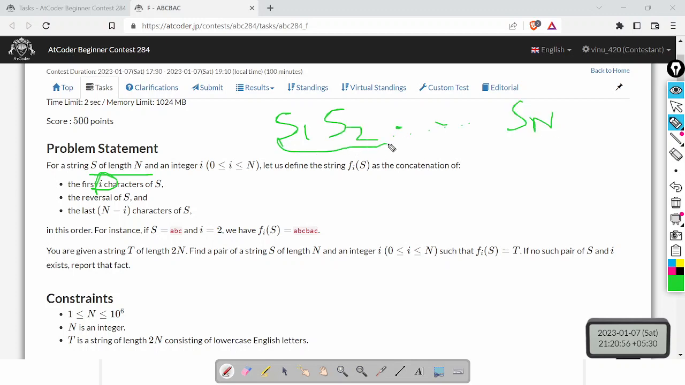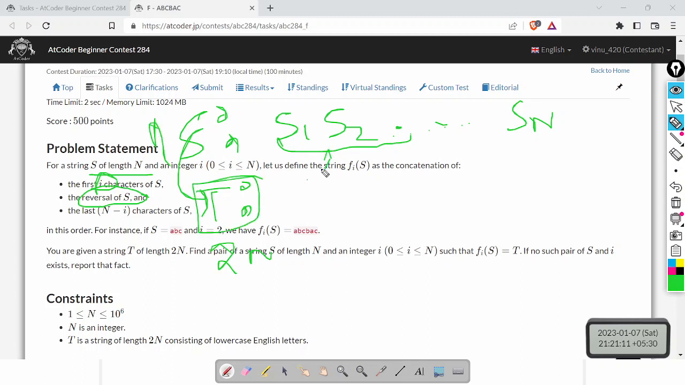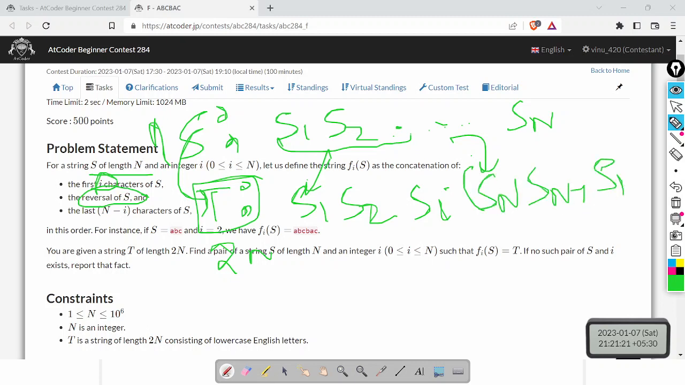Now we take the first i characters of s, and then we append the reversal of string s. Means we are given this string s of length n, and we are trying to form another string t from s of length 2n. So in string t, we first append the first i characters s1, s2 up to si, and then we append the reverse of s. Reverse of s is what? sn up till s1, and then we again append the remaining characters, from si plus 1 to sn. This we append, and this way we get our string t.